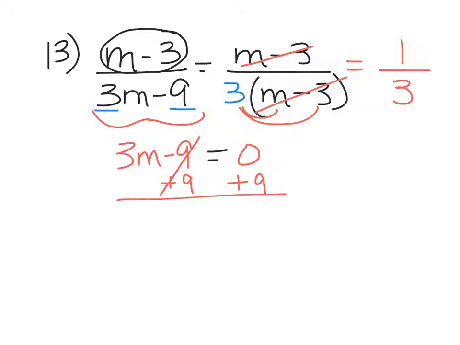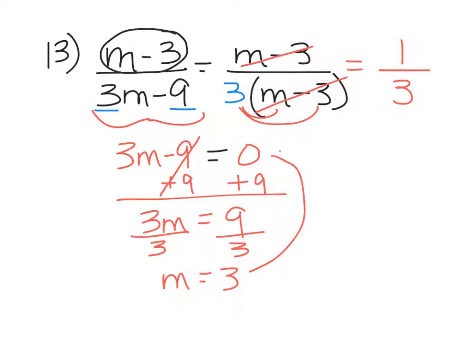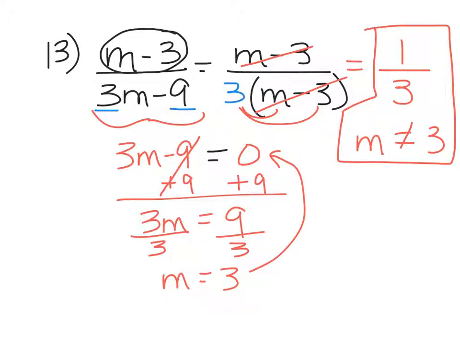Negative 9 plus 9 cancels out, and I'm left with 3m equals 9. To get m by itself, divide by 3. So here, m equals 3. When m is 3, then my denominator is 0. So my excluded value is m cannot be 3, because when it is, my denominator is 0. So my total answer right here is 1/3. That's the simplified form, where m cannot be 3.